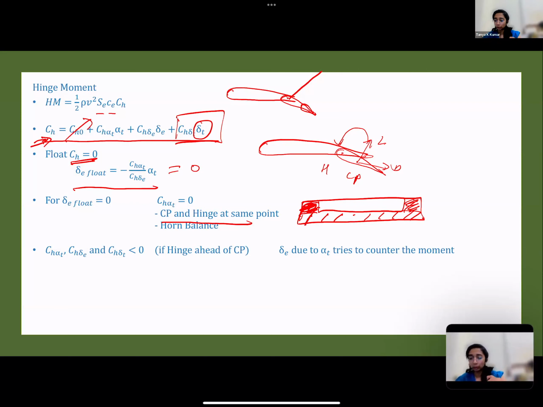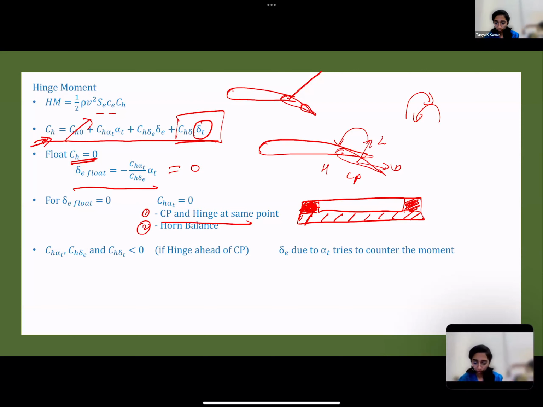The crossed out, slanting lines that I've drawn on the surfaces, that area will produce a hinge moment in this direction. And the ones that are shaded out will produce a restoring hinge moment. So they will cancel out each other and your effective hinge moment will be 0. So these are the two methods to ensure that your delta E float is 0. So your elevator floats at 0 degrees, no deflection.